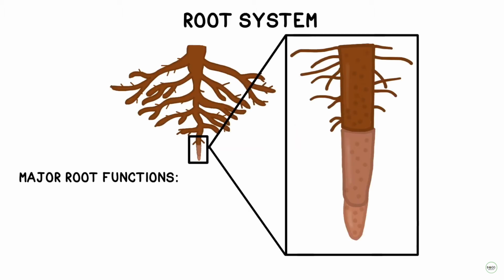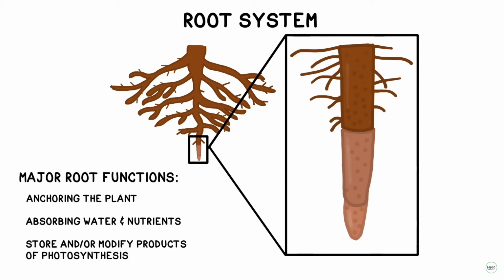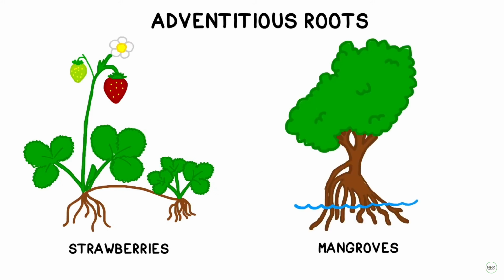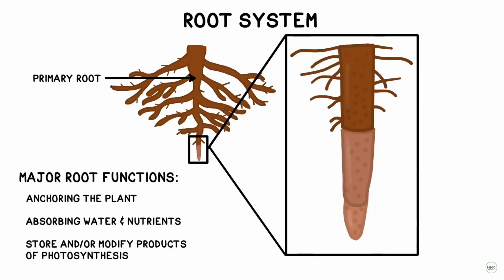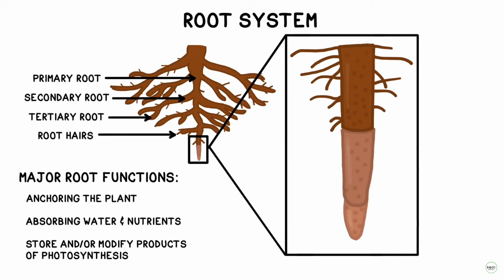The roots have three major functions: anchoring the plant to the soil, absorbing water and minerals and transporting them upwards to the rest of the plant, and storing the products of photosynthesis. Some types of roots can also perform gas exchange, and a few types of plants have adventitious roots, which are at least partially above ground. The root system consists of primary, secondary, and sometimes even tertiary roots, in addition to root hairs, which help to increase their surface area.